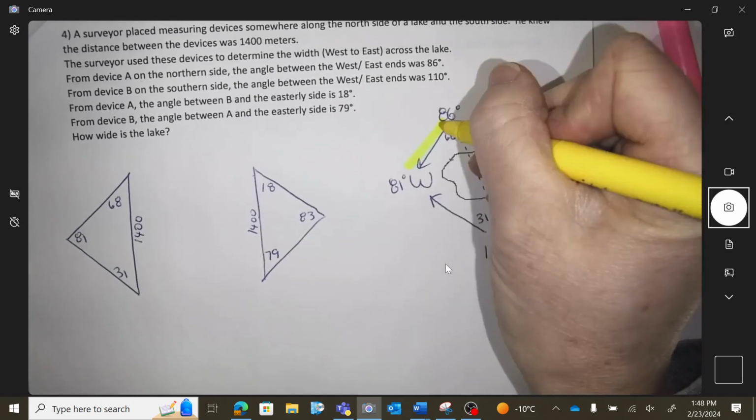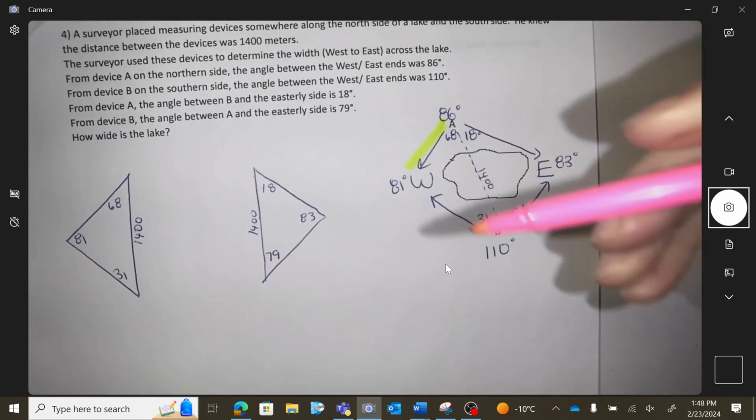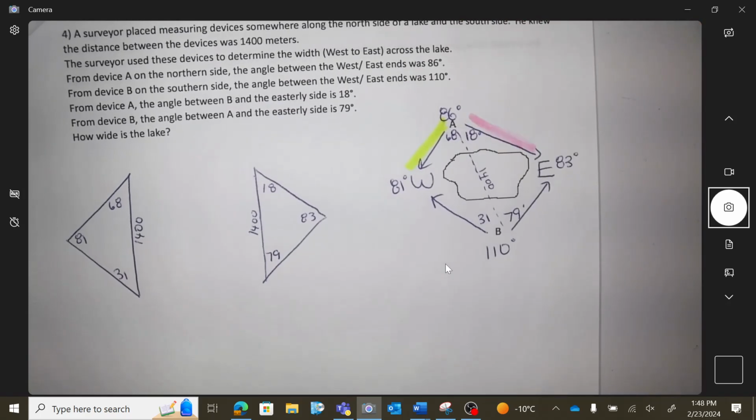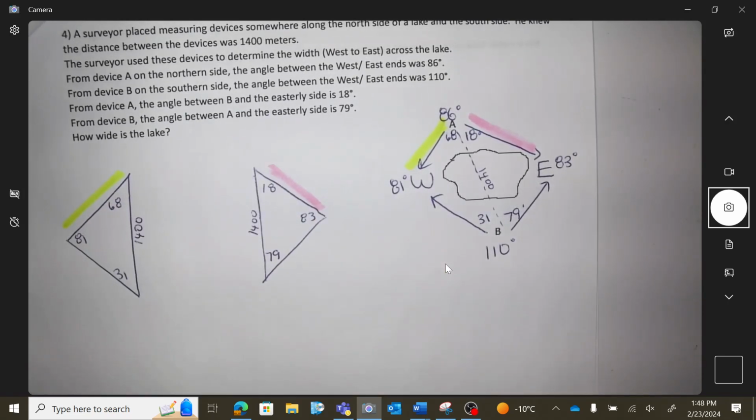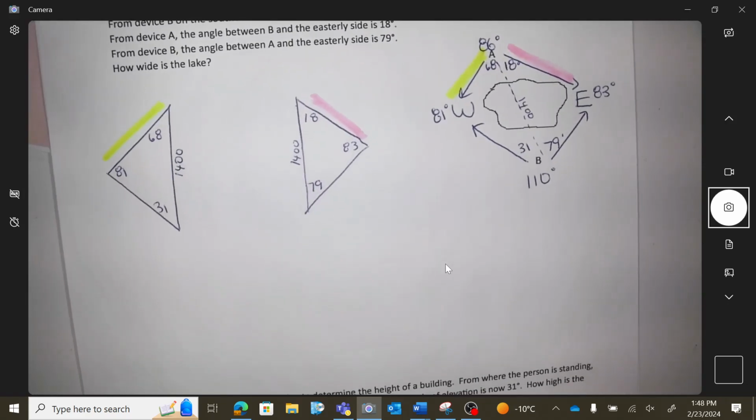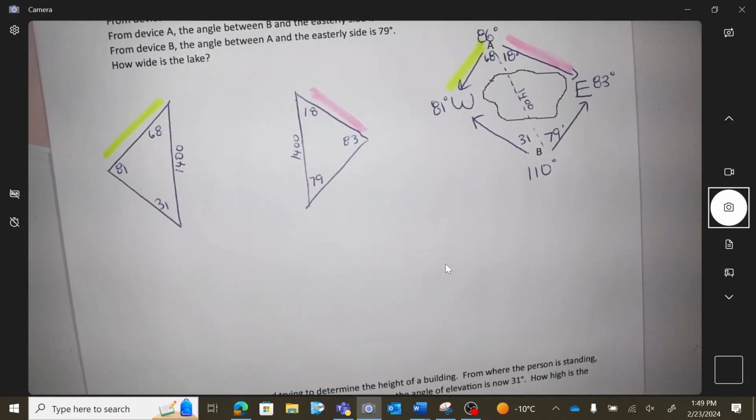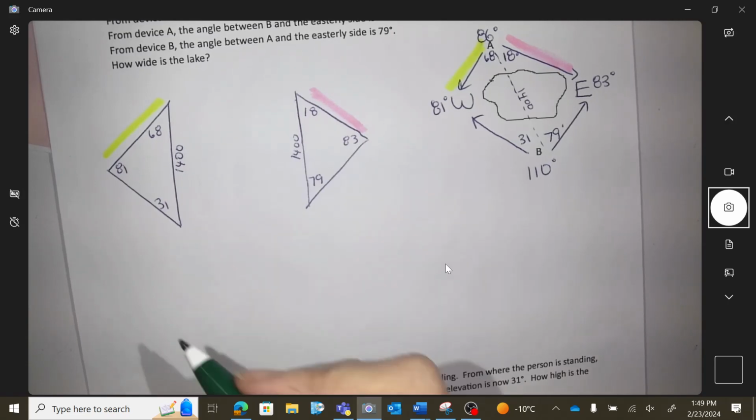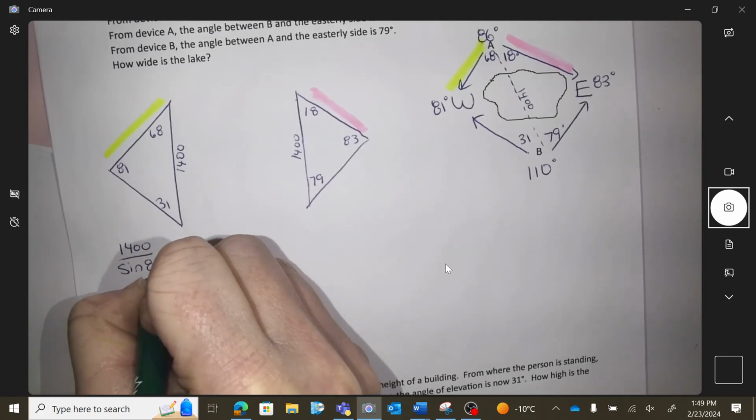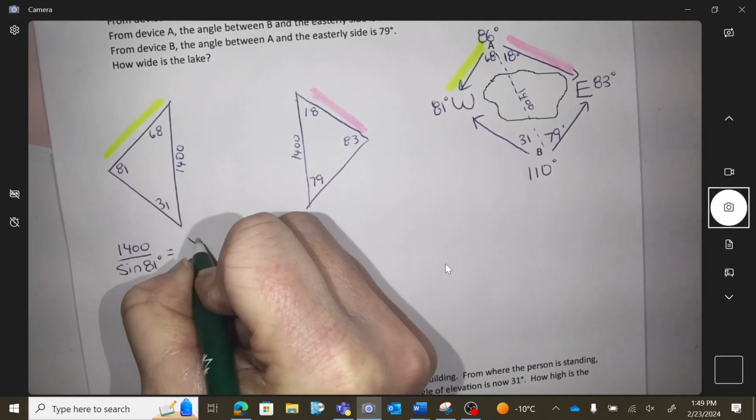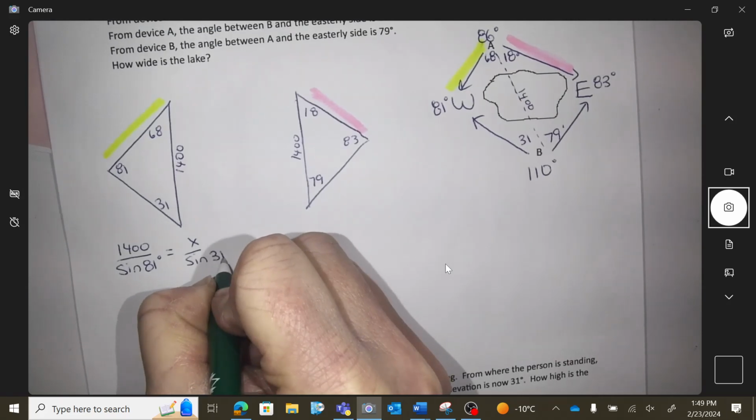Okay, I'm just going to pick then. Let's go with the top. We're going to go to the tops. Okay, so I need you to get me those side lengths. So you're going to have to do two scenarios. So this is pair stuff. So 1400 over sine 81 equals, I'm going to call it x over sine 31.